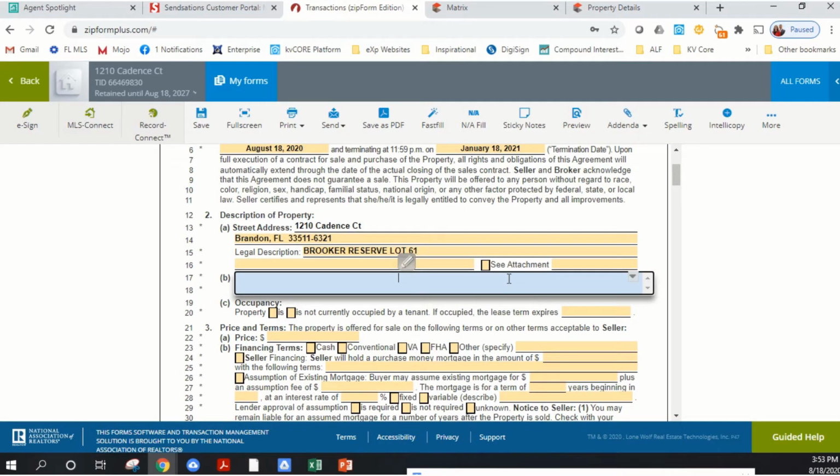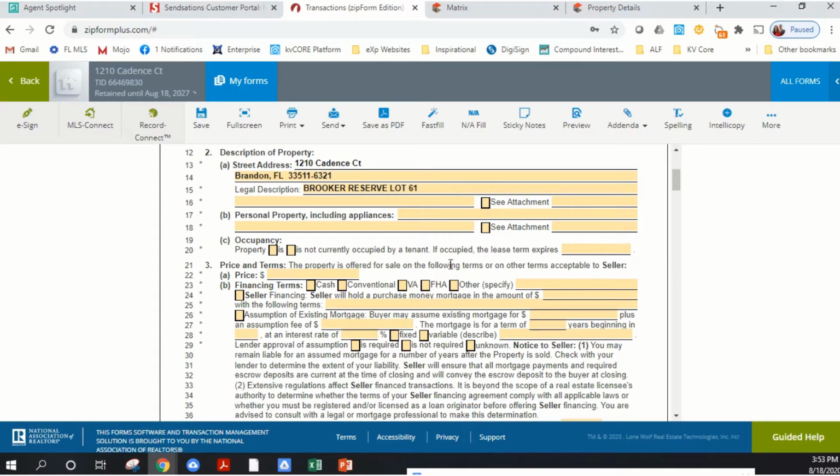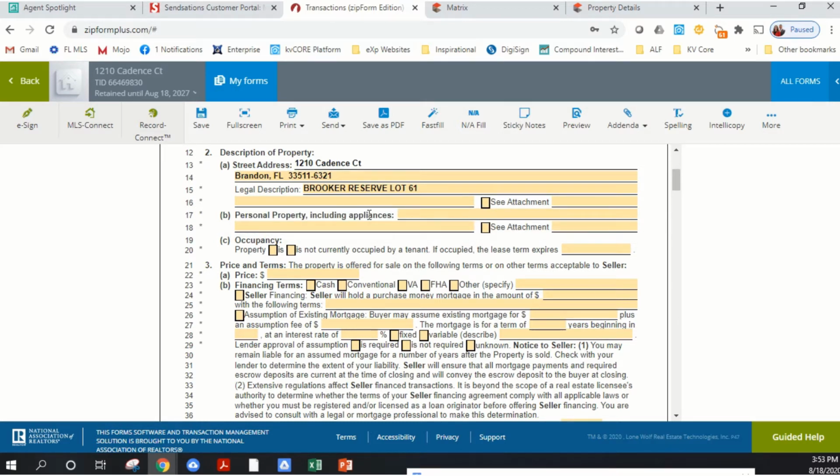Personal property, including appliances. This is where you'd write in. Now, this is a listing agreement, so just remember, this is between the brokerage and the seller. So if I write in washer and dryer, and washer and dryer never make it to the purchase contract between the buyer and the seller, then what's on the purchase contract is what matters. But I like to take a note here and say this is included, this is not included, as far as appliances. All kitchen appliances, washer and dryer, you could write that in there, whatever.